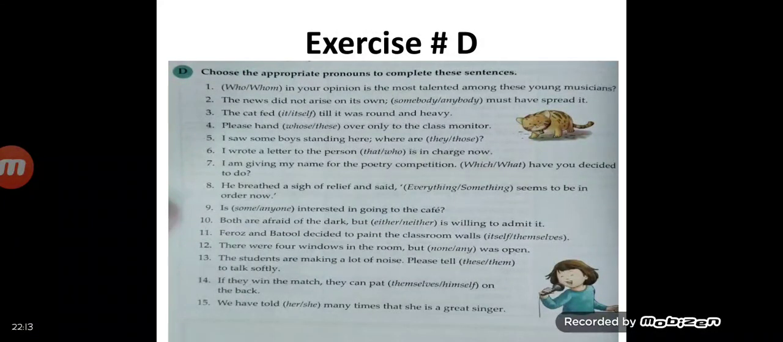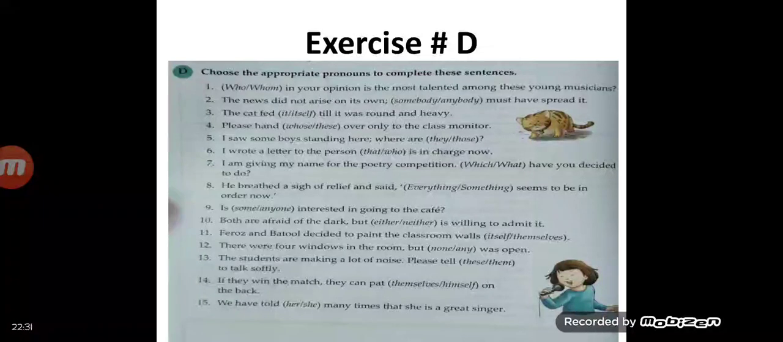Let's start with the D option. In part D, you have to choose the appropriate pronouns to complete the sentences. Dash is your opinion the most talented among these your musicians.